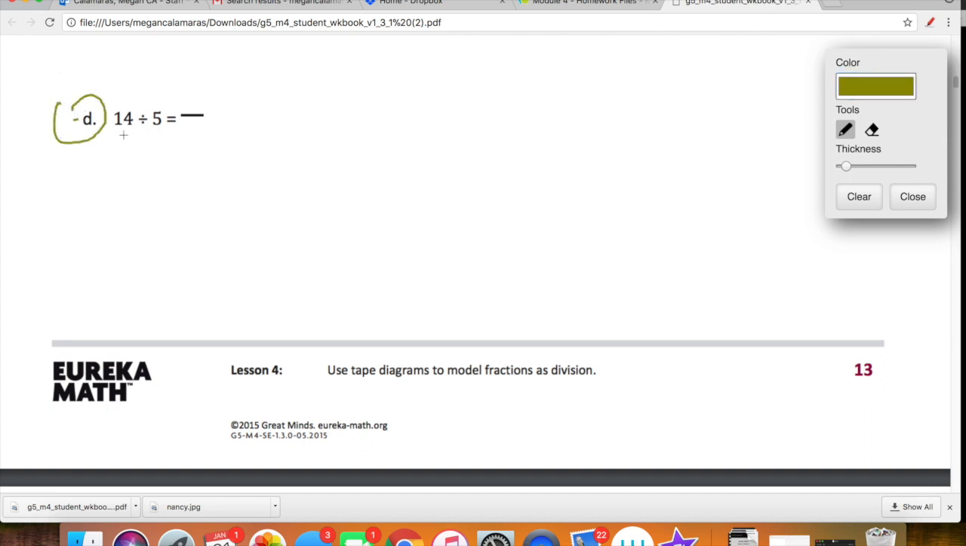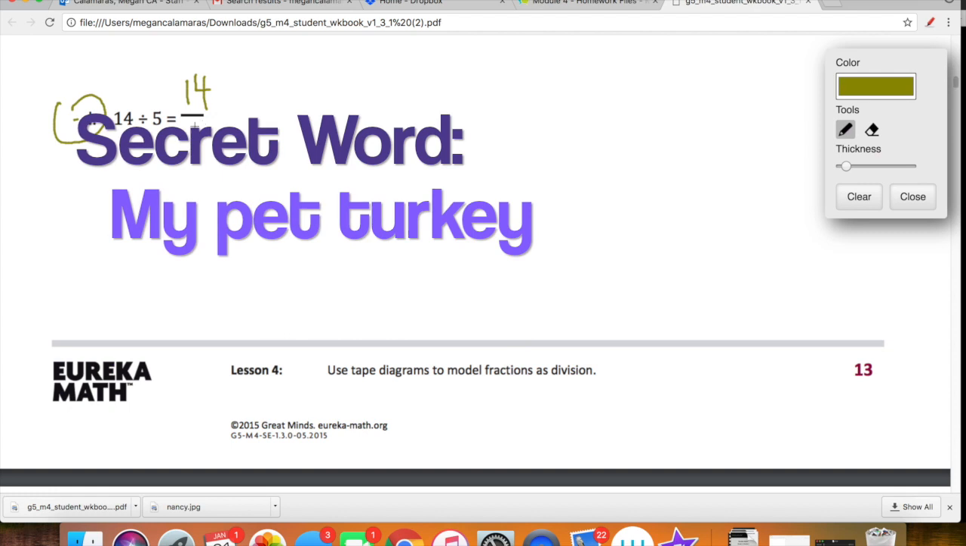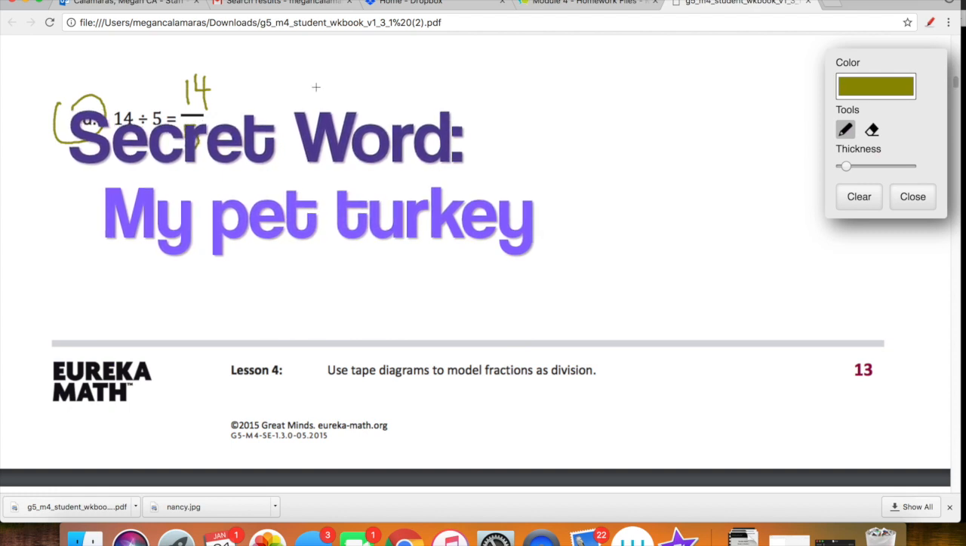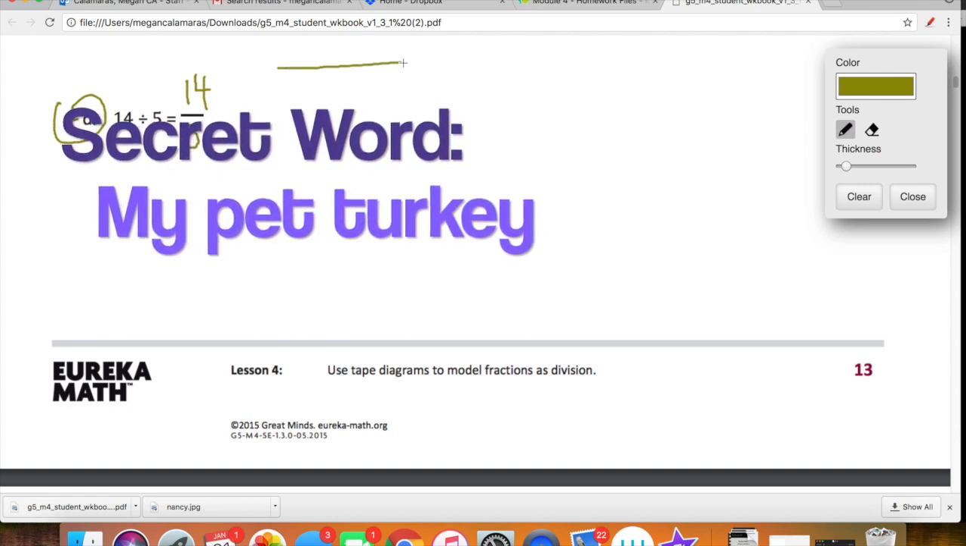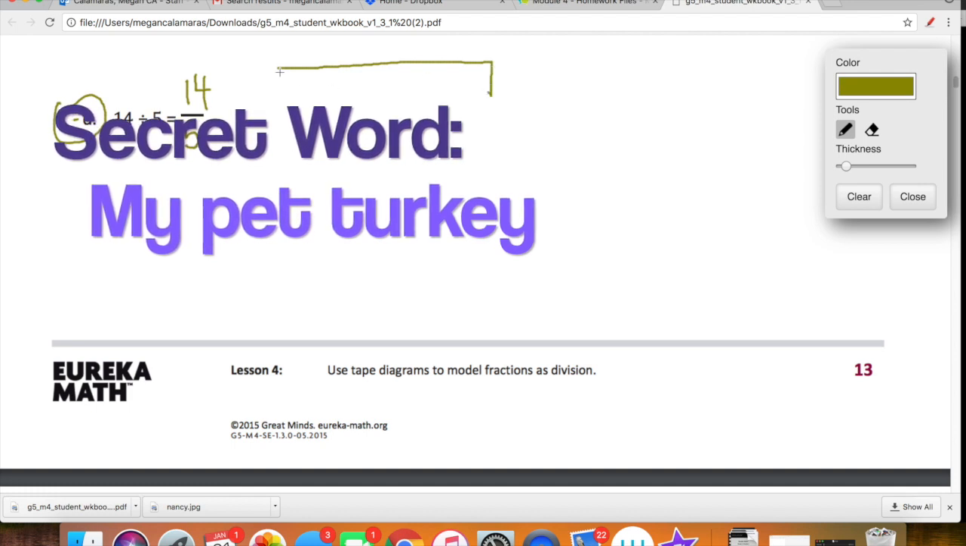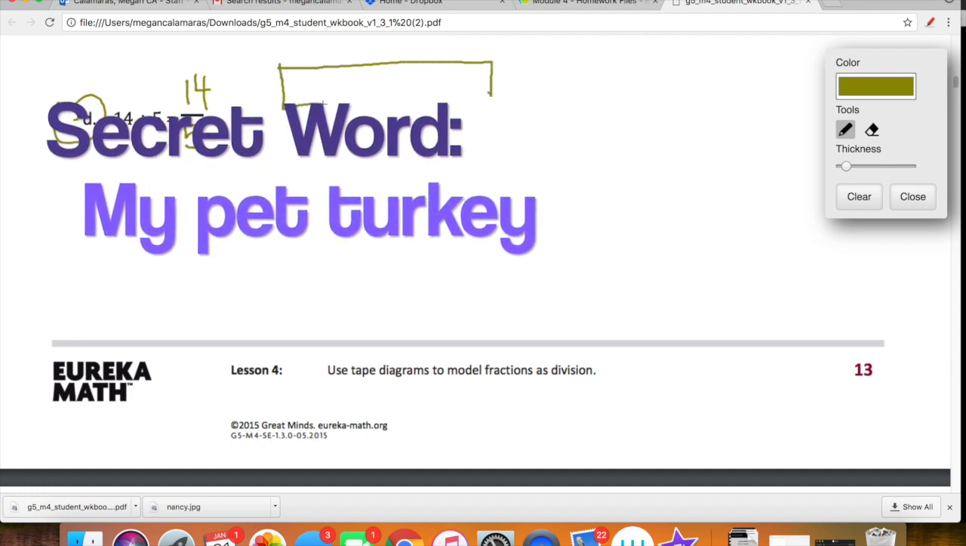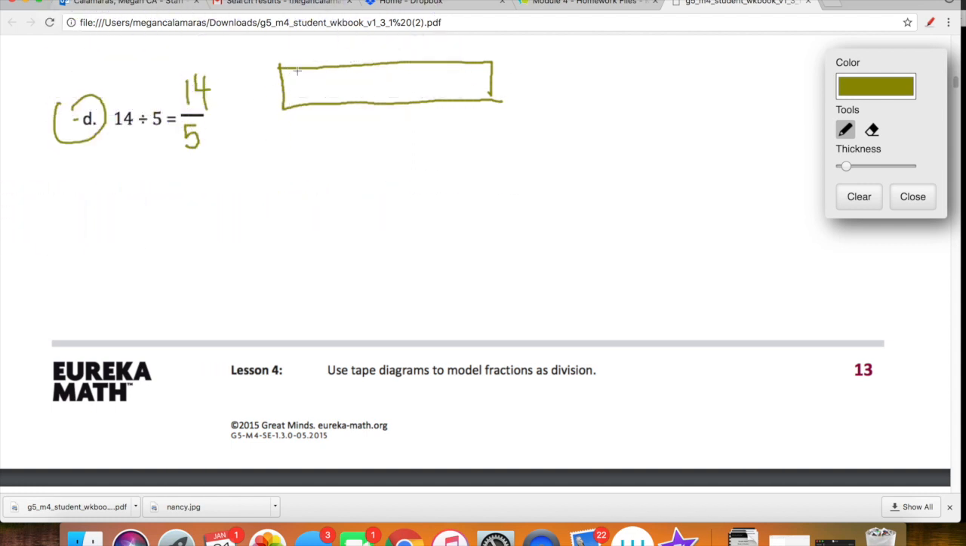Okay, so we're going to do the same thing. Let's just look at D here. So we're looking at 14 divided by 5. You guys know that 14 divided by 5 is the same as 14 fifths. And now what we're going to do is use a tape diagram, a very simple tape diagram, to model 14 fifths as division. So our whole tape diagram represents 14 because that's the number that we are dividing. Our whole tape diagram represents 14, and then we're going to slice 14 into 5 equal pieces.